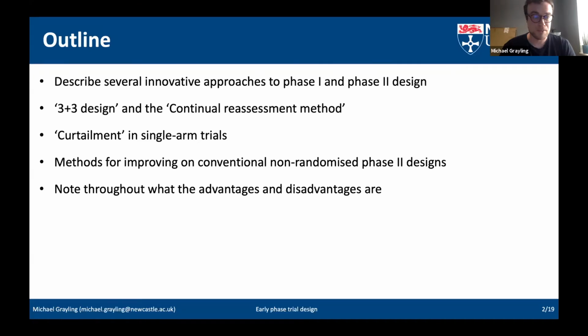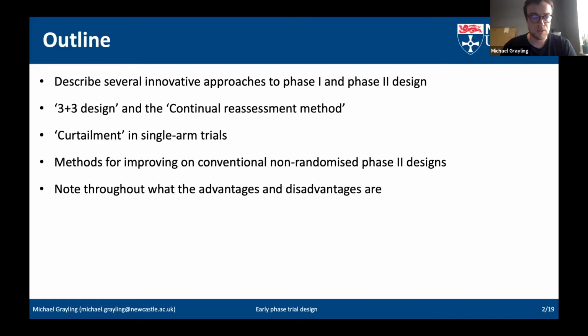So I'm going to be beginning by going through some phase one designs. I'm going to contrast what's known as the 3+3 design against a newer, more innovative method called the continual reassessment method. And then I'm going to run through what's known as curtailment in single arm trials and the potential advantages of that. Before I'll then discuss a variety of methods for improving on non-randomized trials, because non-randomized trials are quite common in phase 2 cancer settings, and there's been quite a lot of work done recently on how we can try and improve on the evidence that they provide.